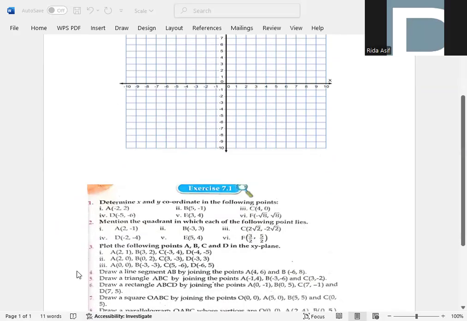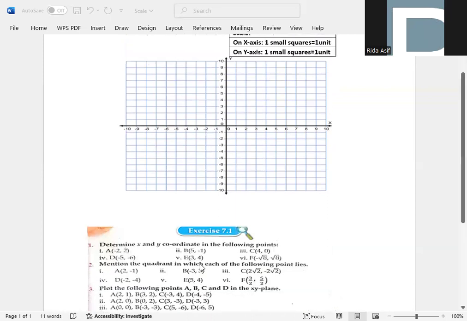In question number 3, we have to plot the following points A, B, C, and D in the XY plane. For example, A is a point having (2, 1). B contains (2, 3). The third point is (-3, 4). And the fourth point is (-4, -5). Now we have to plot these points in our graph paper.